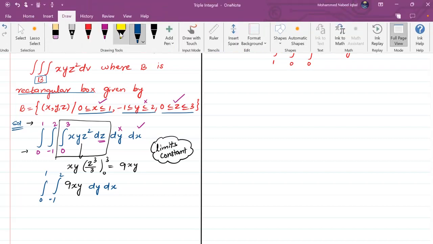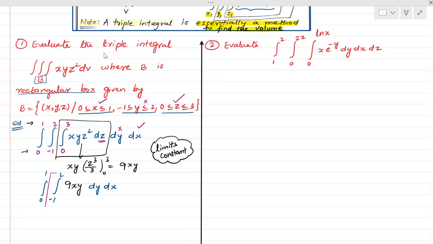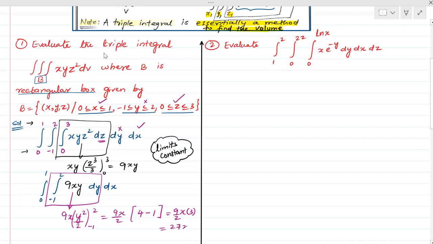Now I will integrate one more time. Always go with the innermost integral first, so integrate with respect to y. 9x is a constant, so if you integrate with respect to y, it is 9x y square over 2, with the limit -1 to 2. Now if you substitute the limit, I take the 1 over 2 outside. Substituting, 2 square is 4 minus (-1) square, which is 1. So the answer will be 3. Multiplying, you will get 27x over 2.